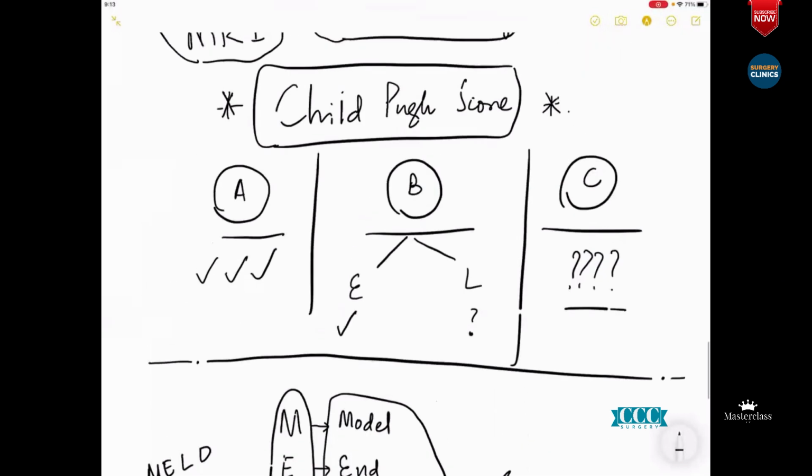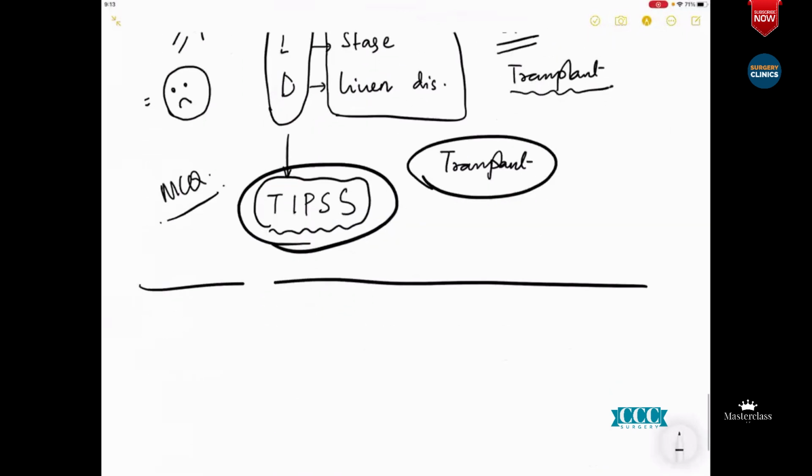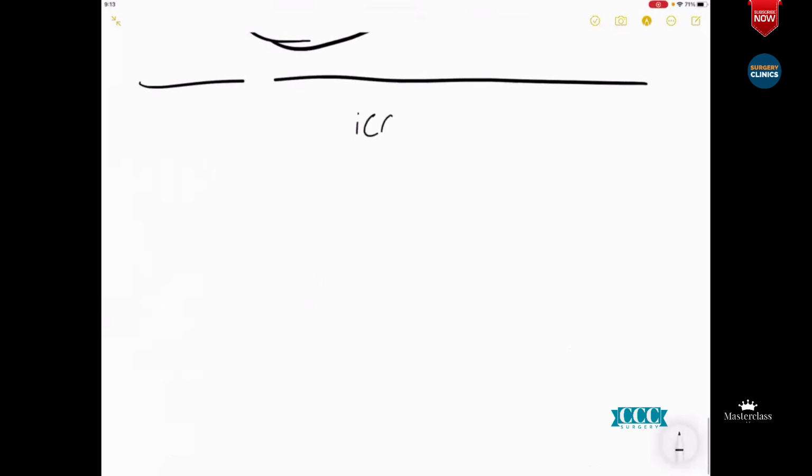So remember, what are the things that I told you? Child, and number 2 is MELD. And then comes something called the ICG R15. Can you remember this ICG R15?